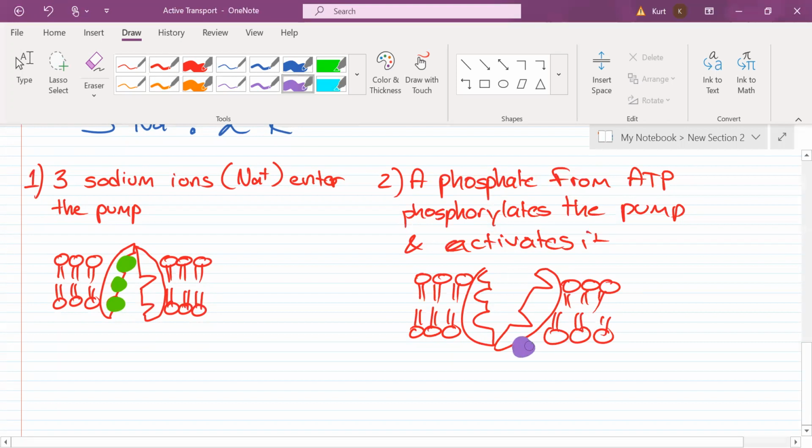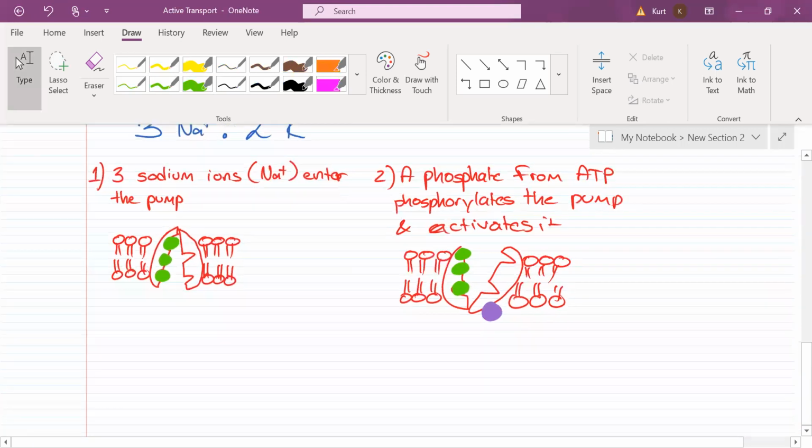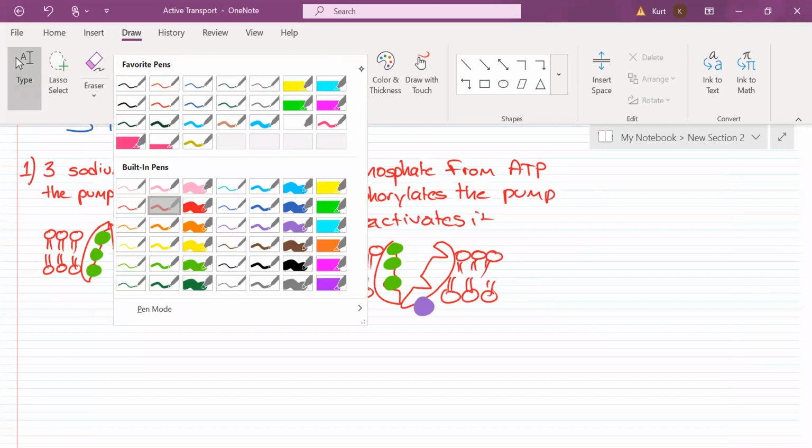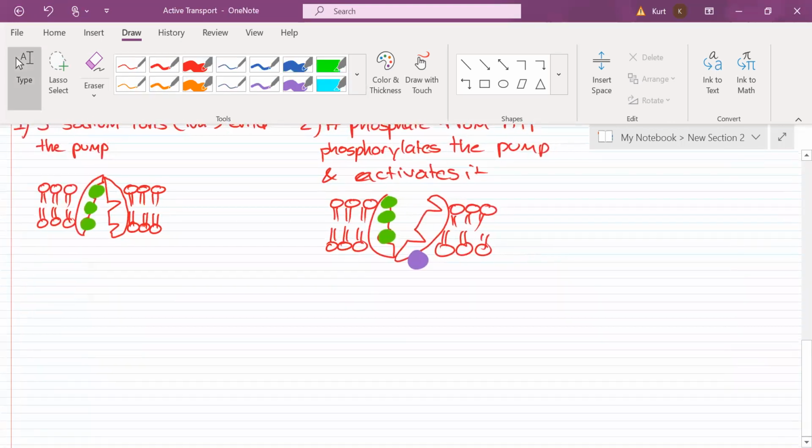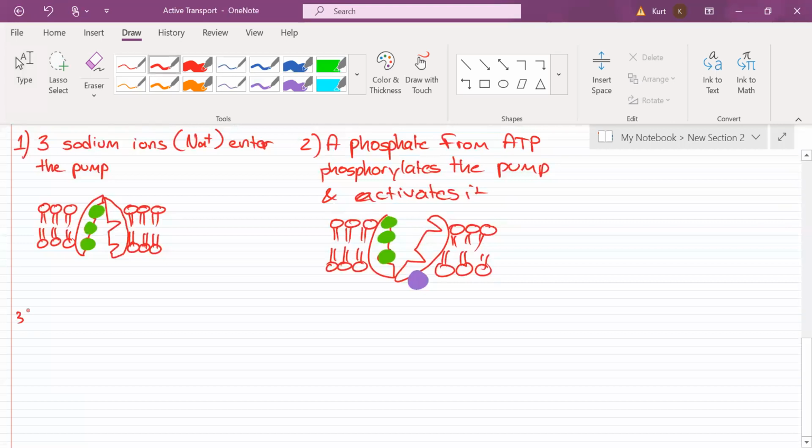Okay, notice that there's now a phosphate attached to it. That phosphate came from ATP. Maybe I can condense this into 5 steps. We'll try to do steps 3 and 4 together. Step 3.